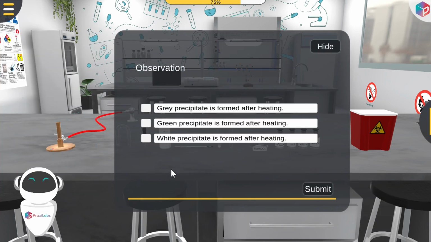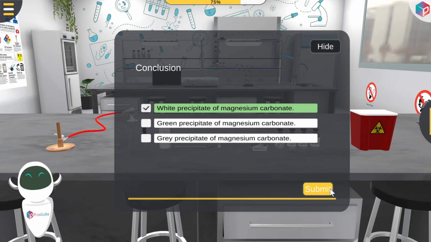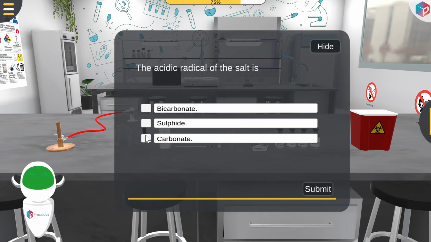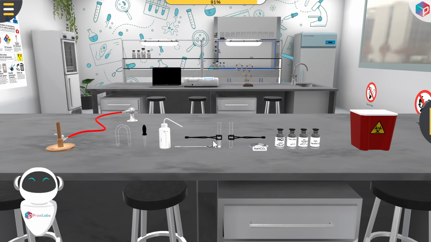Observation: a white precipitate forms after heating. Conclusion: a white precipitate of magnesium carbonate is formed. Final result: the acidic radical of the salt is confirmed to be bicarbonate. Congratulations! The experiment has been completed.